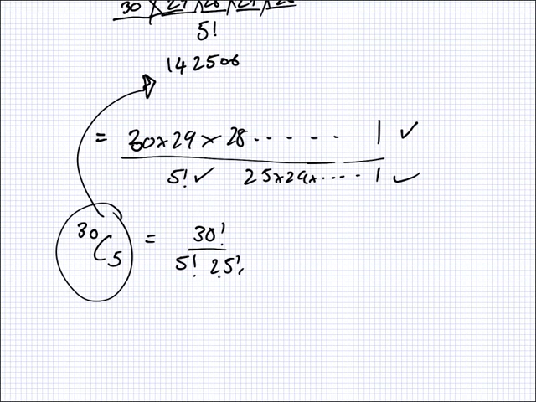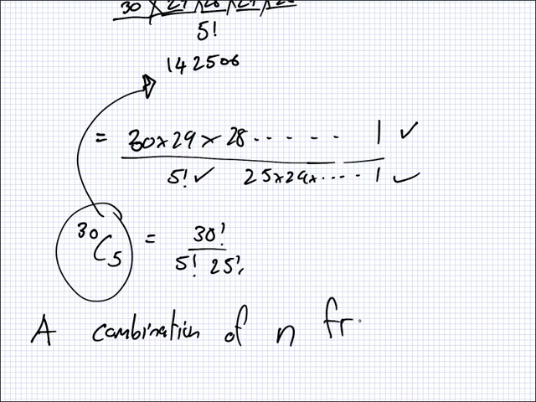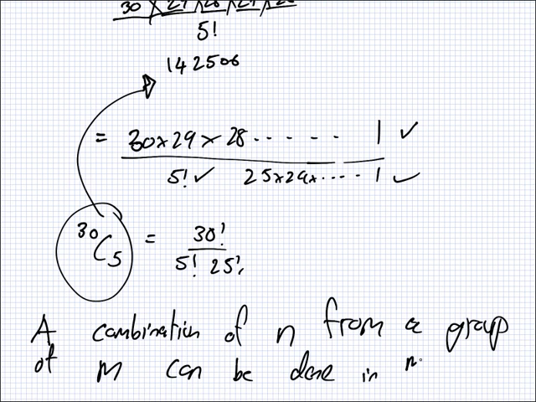So, a combination of n from a group of m can be done in mCn ways. So you can actually use this C function that we learned about in semester 1 to calculate the answer here. So I'll give you another one in a second.